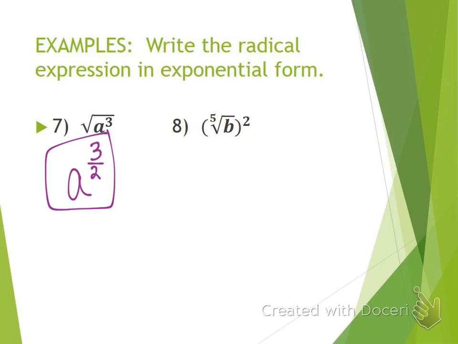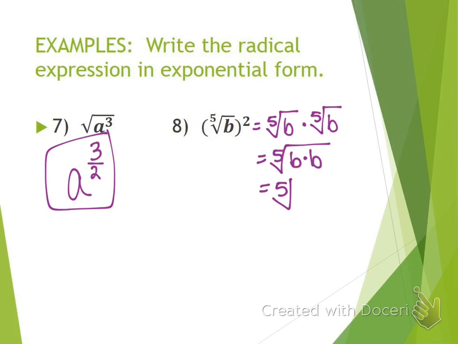Now the way number 8 is written looks a little funny, but we could rewrite it as the 5th root of B times the 5th root of B. Okay, and then this becomes the 5th root of B times B. If they've got the same index, we can put them underneath the same radical. So this really is the 5th root of B squared. Even though they put the exponent out here, really it belongs underneath with the B. And this is the work showing why that's the case.